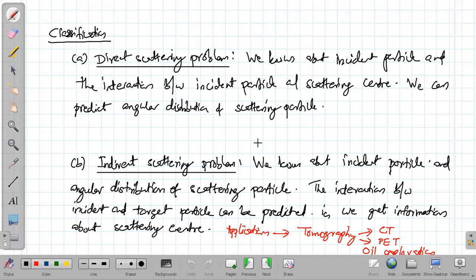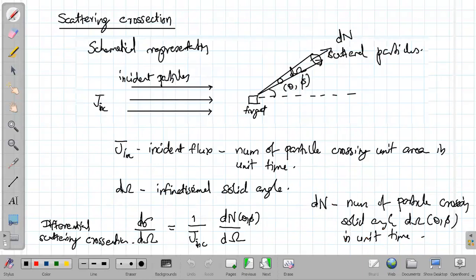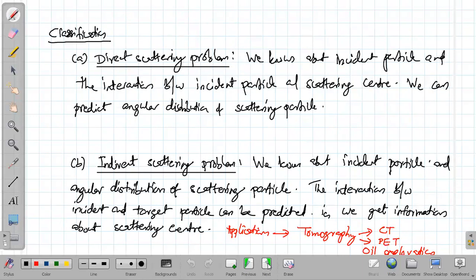From the information about the incident particle and the angular distribution of the scattered particles, we are able to extract the information about the target, the scattering centers. That is what is called the indirect scattering problem. Most of our applications come under this category.